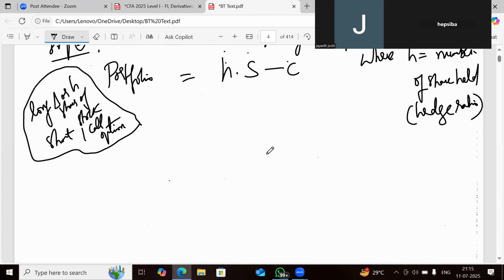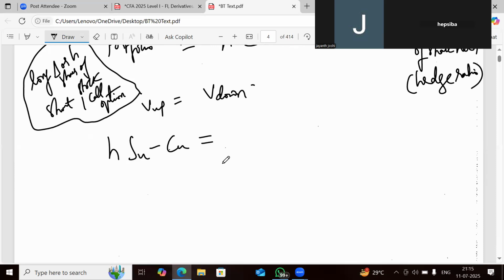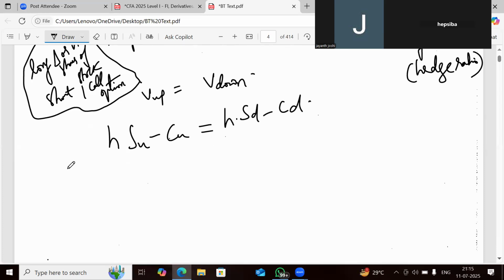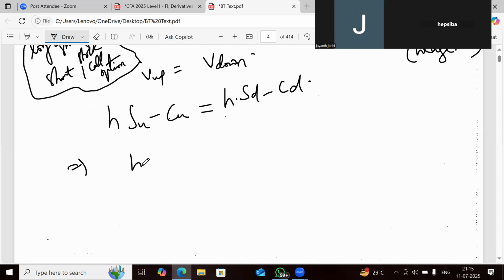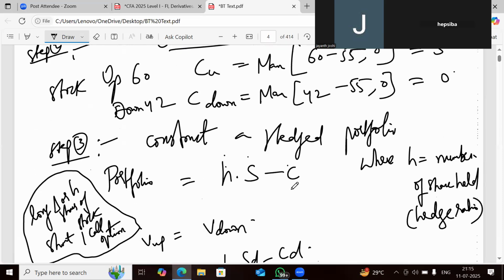Now let's do the calculation. So if the portfolio goes up, that should be when the portfolio goes down. H into stock up minus call option. Why minus? Because we have short a call. So whenever the buyer is in gains, we are in losses. So stock up value is 60. Construction of the portfolio.